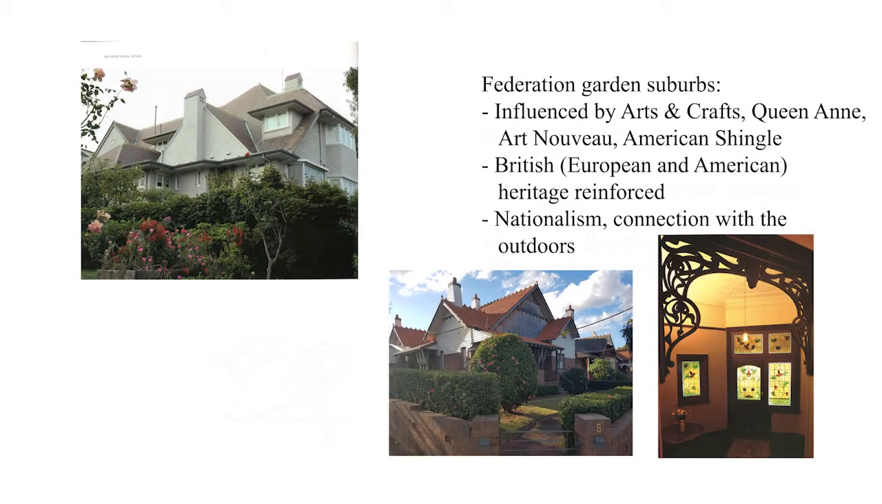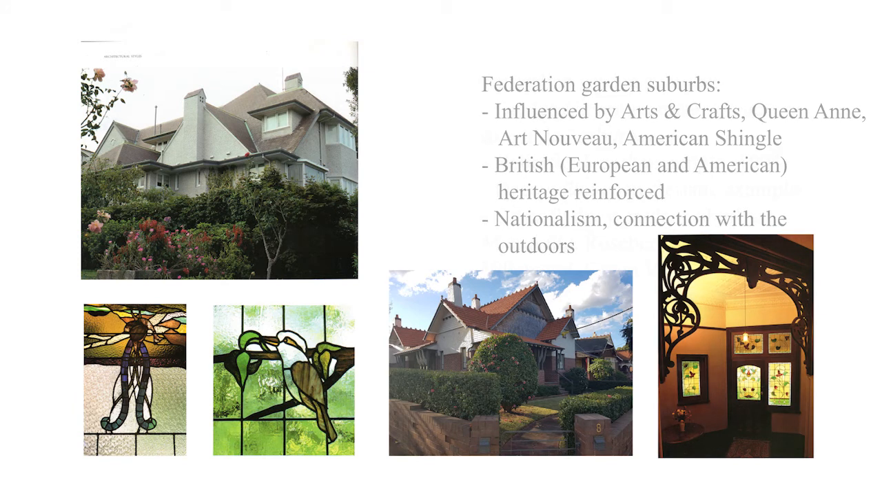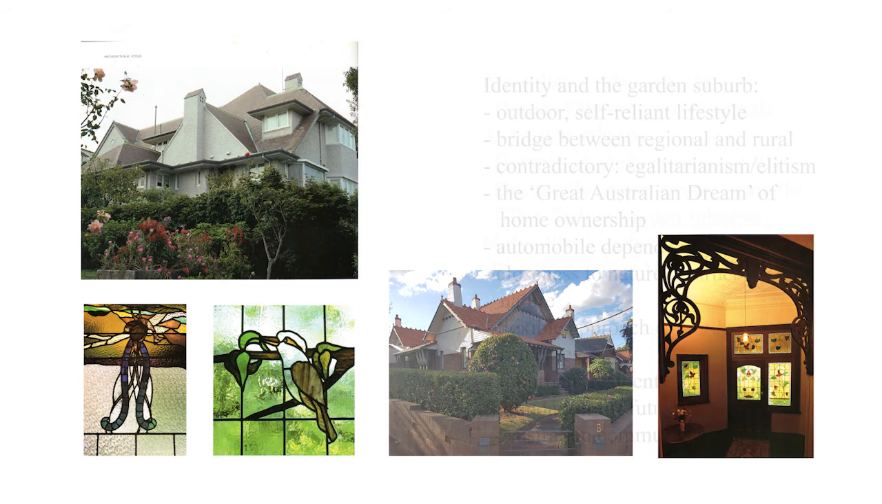This reinforced a British, and to a lesser extent European and American connection in Australian identity, at the expense of other cultural heritage. The use of nationalistic imagery based on native flora and fauna reinforced a connection with nature and the outdoors, along with planning and architecture which promoted a self-reliant outdoor lifestyle, creating a bridge between urban and rural regional identities.